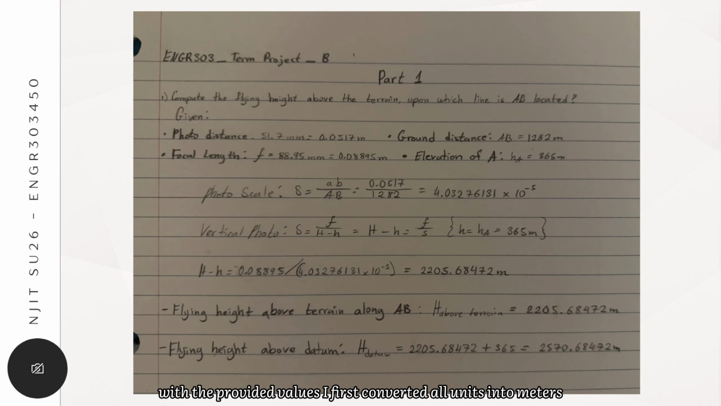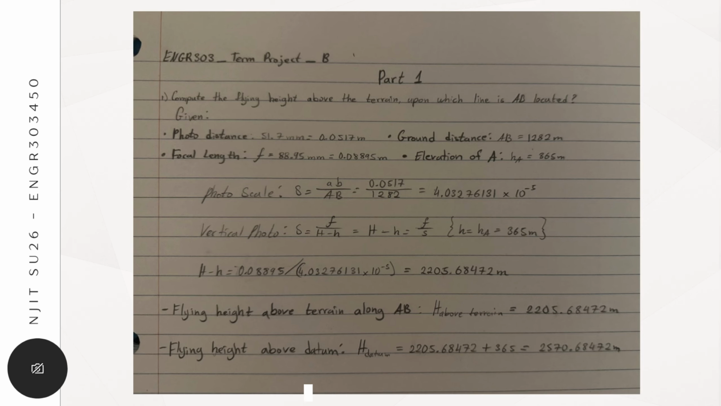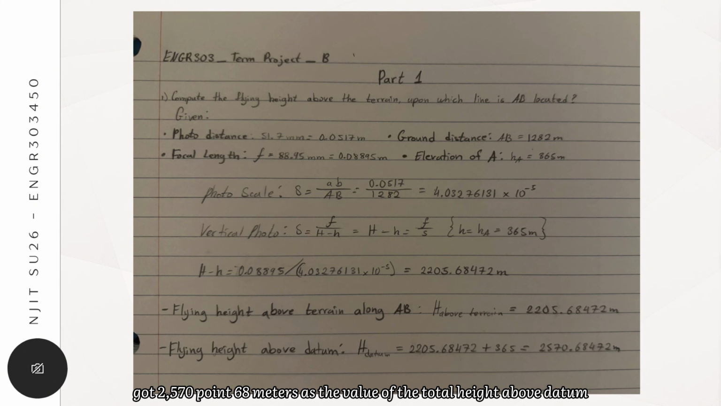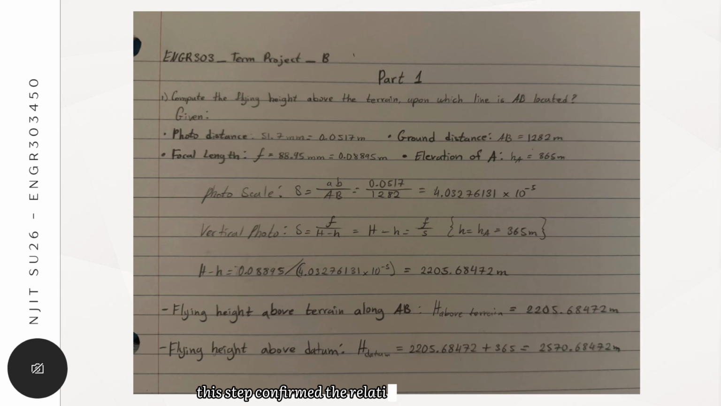With the provided values, I first converted all units into meters and calculated the photo scale shown here, which resulted in this value. I then used a formula for a vertical photograph and rearranged it in order to find the value of the flying height above terrain, which was 2,205.68 meters. Adding this value and the elevation of A, I got 2,570.68 meters as the value of the total height above datum. This step confirmed the relationship between scale, focal length, and elevation, forming the foundation for later error propagation analysis.